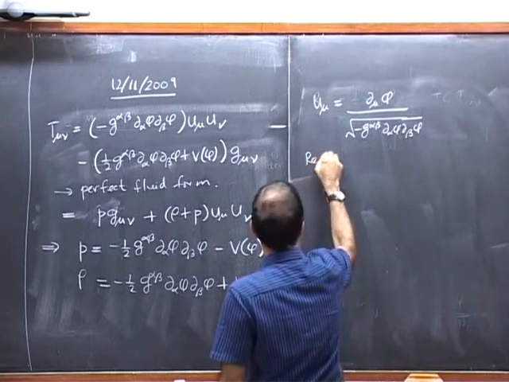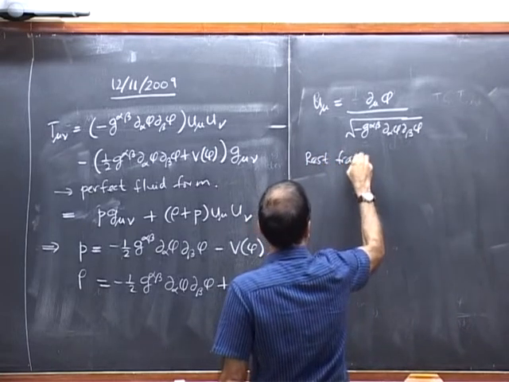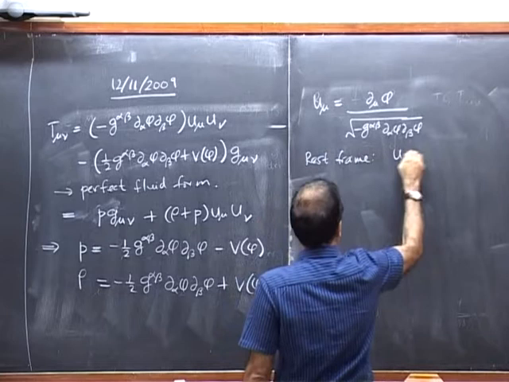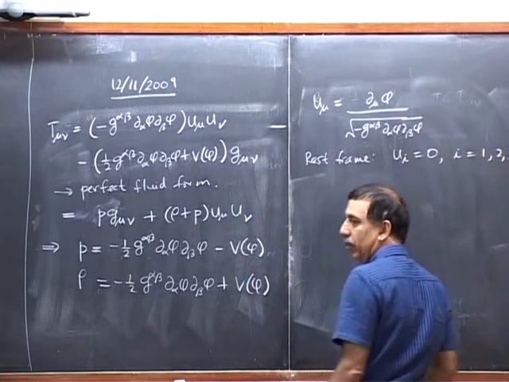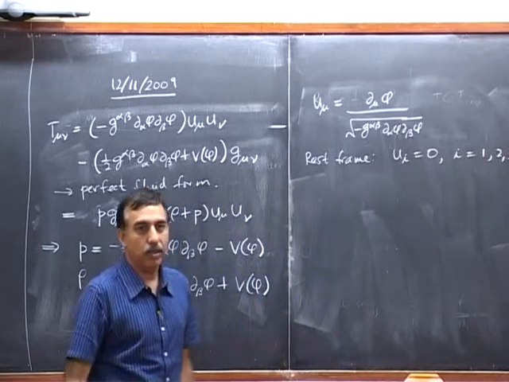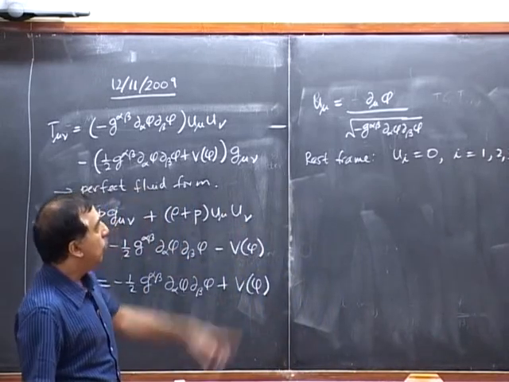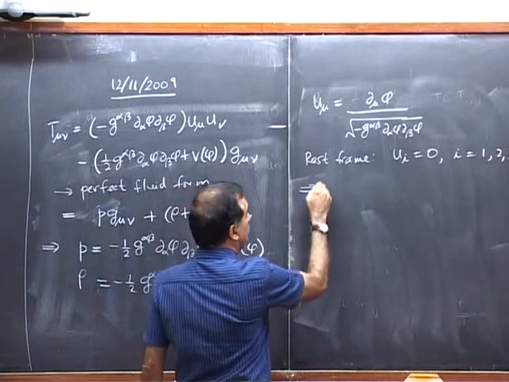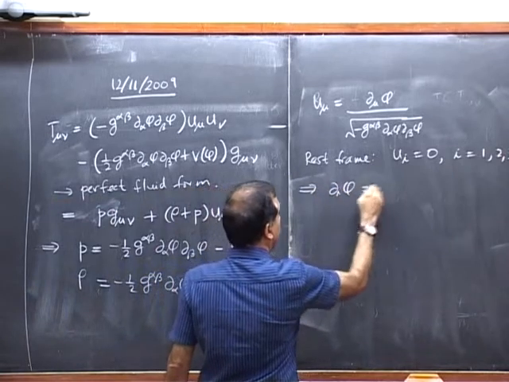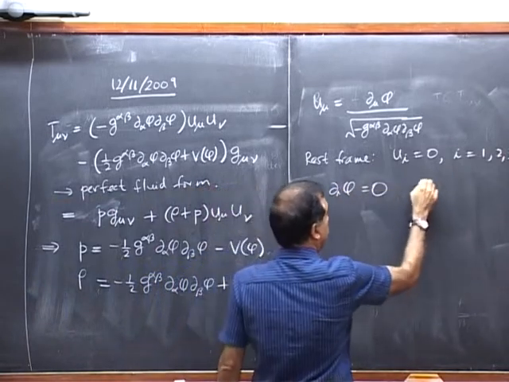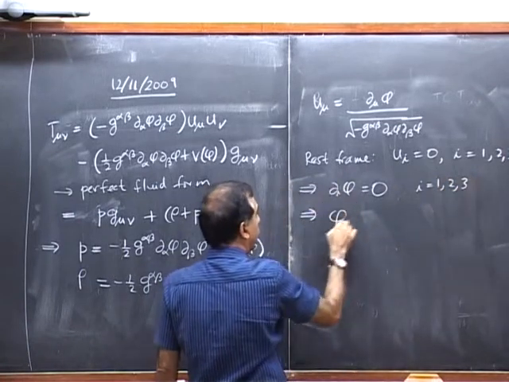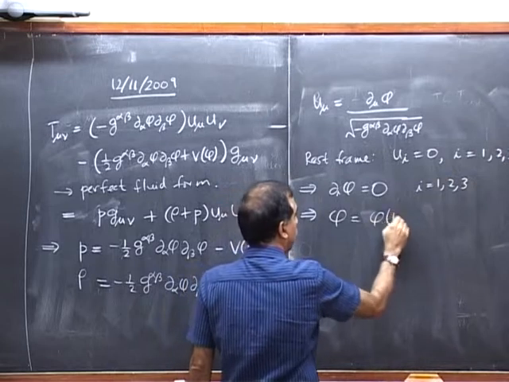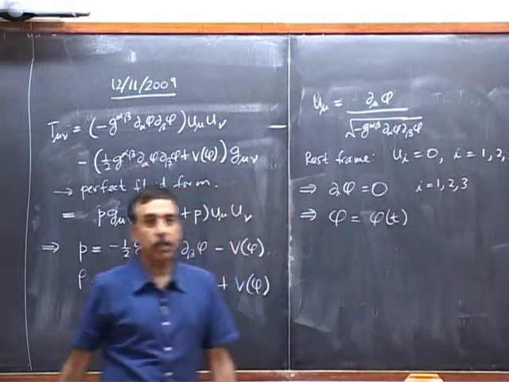Rest frame of the fluid would mean that u i is 0 for i equals 1, 2, 3. So in fact u becomes 1, 0, 0, 0. That's the rest frame. So what does that tell me here? That tells me del i phi equals 0 for the space directions. That tells me that phi is a function of time only.